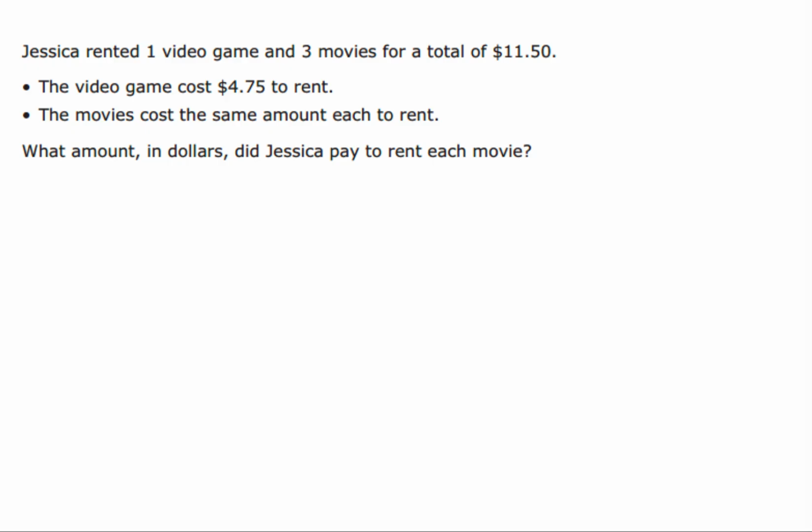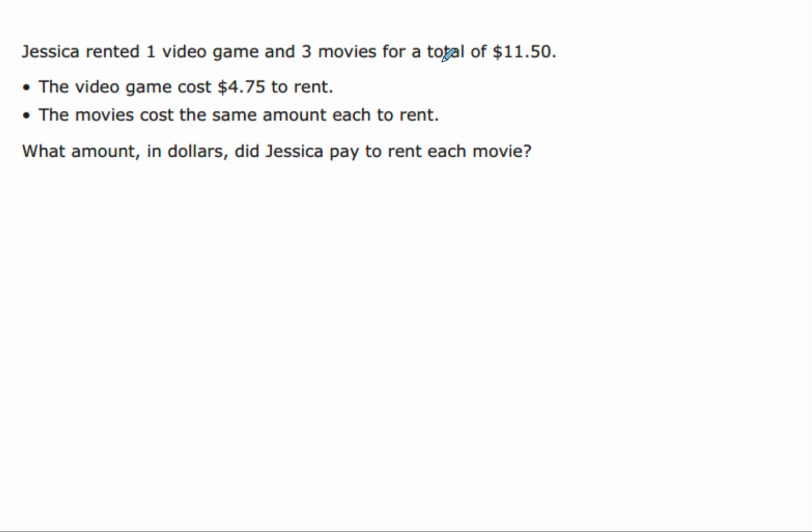All right, so let's go ahead and take a look at this one. Jessica rented 1 video game and 3 movies for a total of $11.50. The video game costs $4.75 to rent. The movies cost the same amount each to rent. What amount in dollars did Jessica pay to rent each movie? Okay, so it doesn't say directly that we have to use an equation, but it's one that lends itself well to solving with an equation.